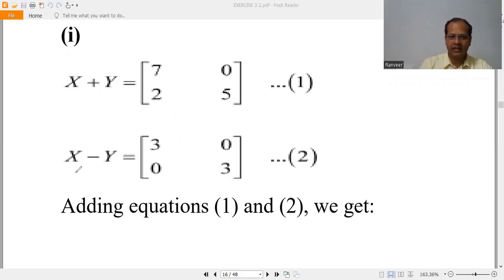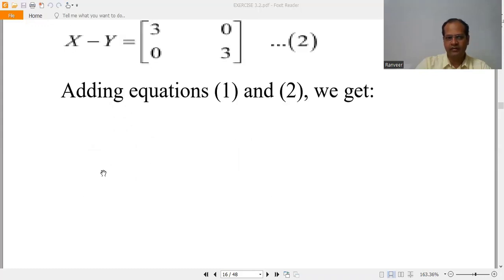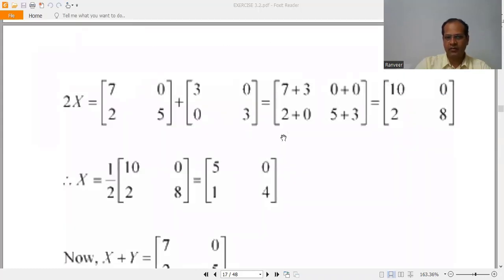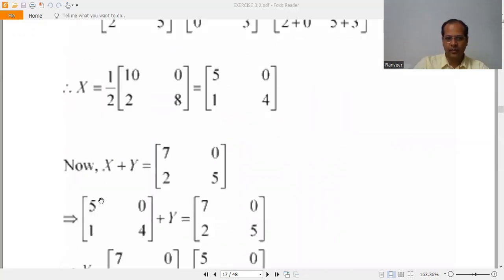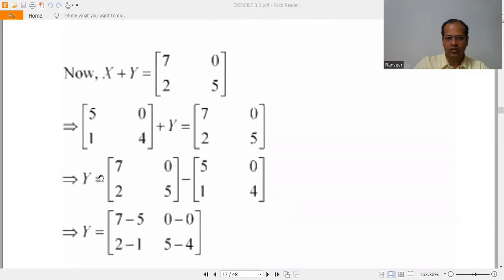So when we are adding this, after adding the first and second, y will cancel, and 2x equals, just we have to add both the matrices and this is the value, and x equals 1 by 2. Similarly, x plus y equals this, and in place of x we have to subtract the value, and after that the y value is found by the same algebraic operation we have to do, and after that this we have to take to the right hand side, and this is the right y value.